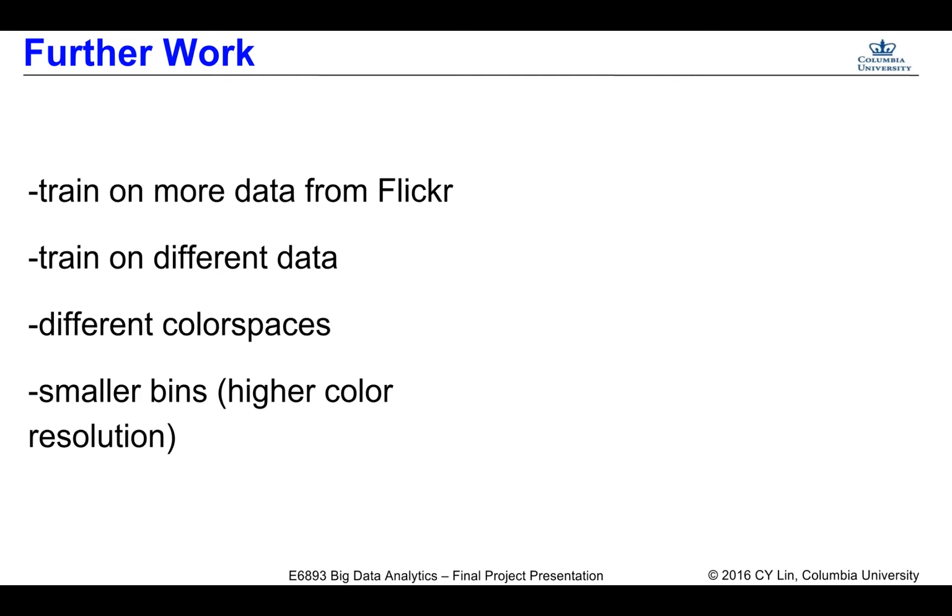Smaller bin sizes as well. We did use 50 bins for this, which meant we had a broad range of colors for each bin. If you have smaller bins, there's a higher color resolution, which means it's a higher class problem, as in there are more classes to sort each pixel into. But you could potentially get better results if you train your model well enough.